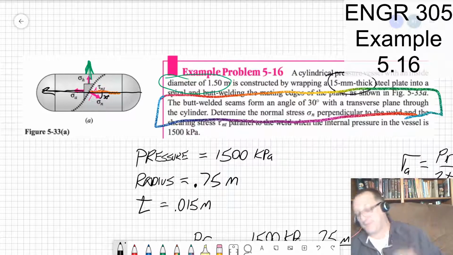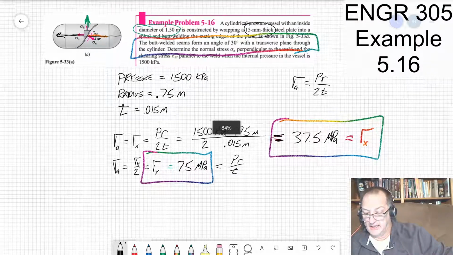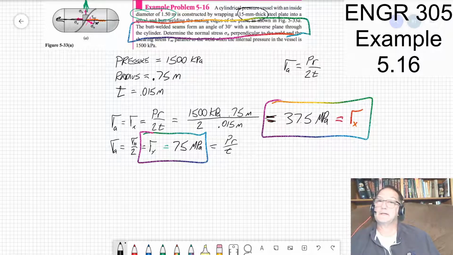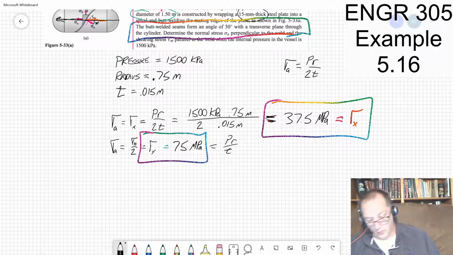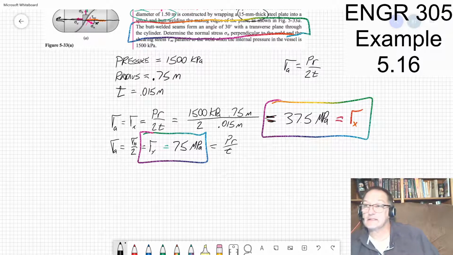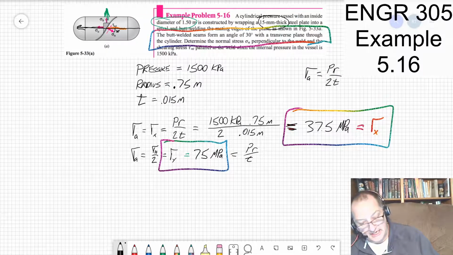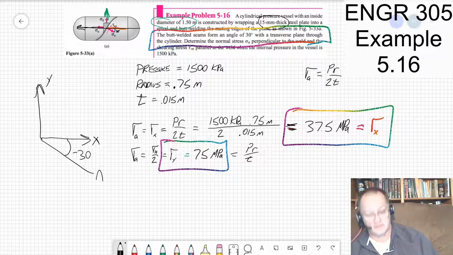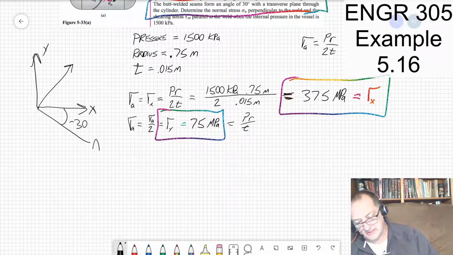But then I'll go one more for you, and that is the problem actually has an image where they drew for us this little sketch, and they said, here's my X, here's my Y, here's my N, and they labeled this as minus 30, and here's my T. So now all I have to do is do a stress transformation.